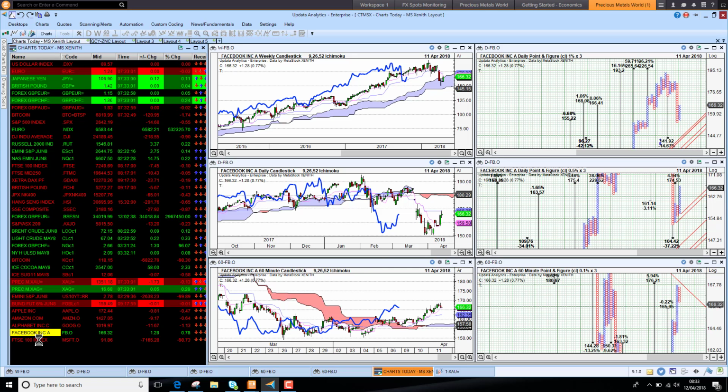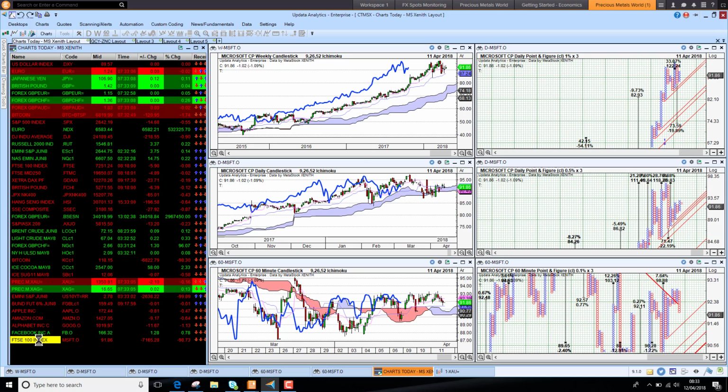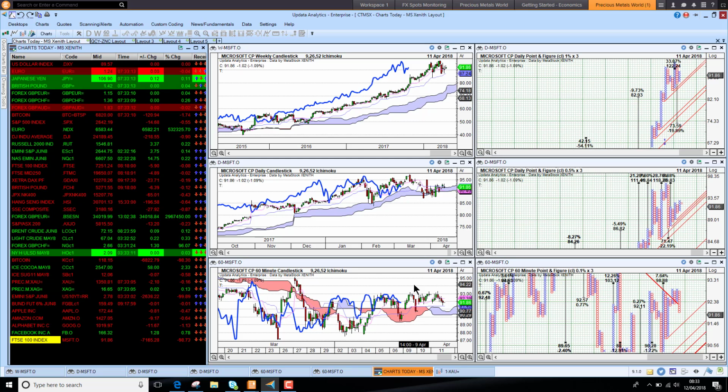And if we look at Microsoft, Microsoft was down yesterday as well, and interestingly, we're still holding the trends, so still bullish on all three time frames. So we're one of the better looking tech stocks.